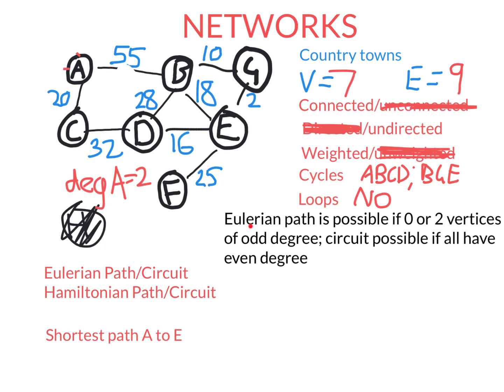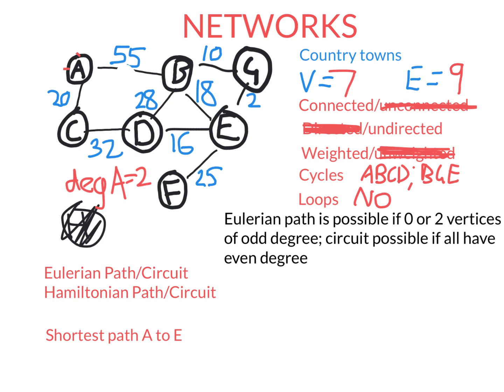To determine whether or not an Eulerian path is possible, we need to know the degree of each of the vertices. So A and C have degree 2, B has degree 4, D has degree 3, E has degree 4, G is 2, and F is 1. In this network, there are exactly 2 vertices, D and F, that have an odd degree. So an Eulerian path is possible.